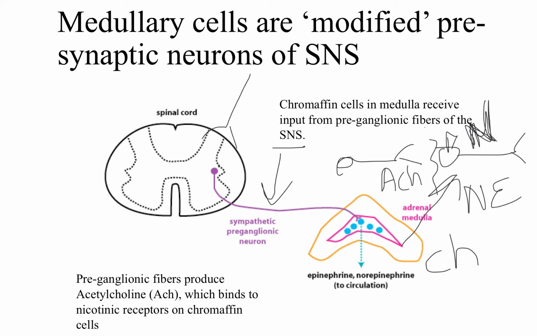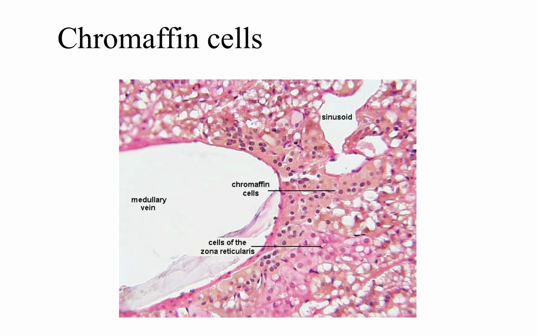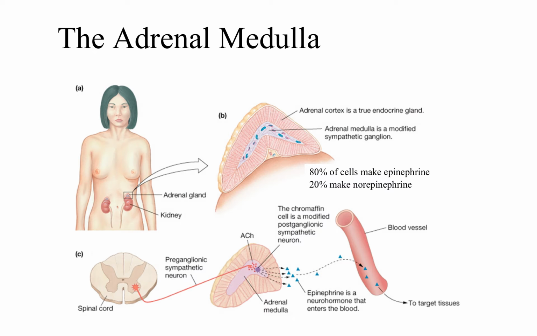Those circulating catecholamines come from the adrenal medulla. So they act as what we call modified presynaptic neurons. Kind of interesting, right? Maybe. All right, so that's what a chromaffin cell is. It acts as its own postganglionic neuron. Here's a little chromaffin cell, and it's by a sinusoidal capillary and a medullary vein. So those chromaffin cells themselves, that's what makes the catecholamine.